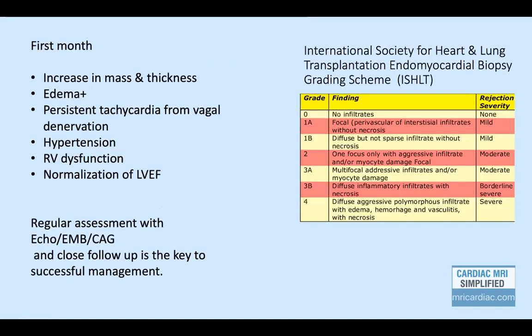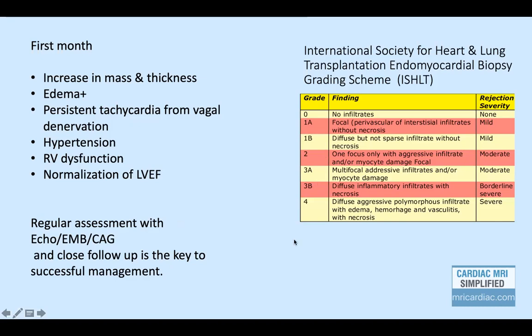It is important to understand that during the first month post-transplant, there will be more edema with some increase in mass and thickness. These patients will always have persistent tachycardia, some amount of hypertension and RV dysfunction. So it is important to understand these normal features to identify what is abnormal.